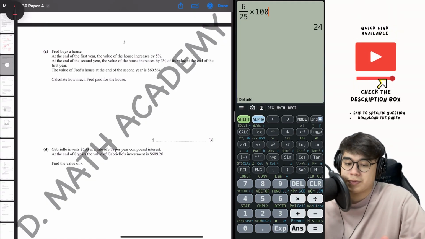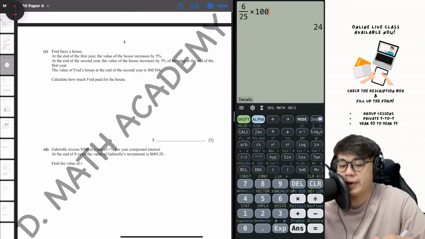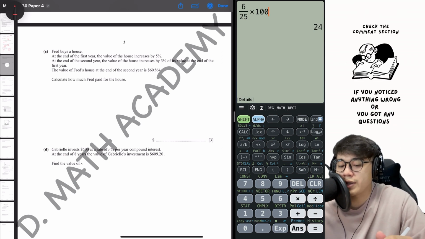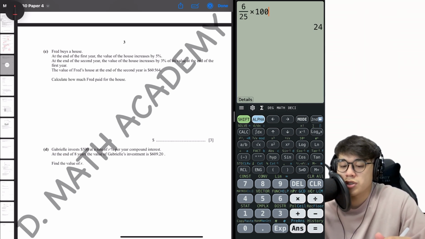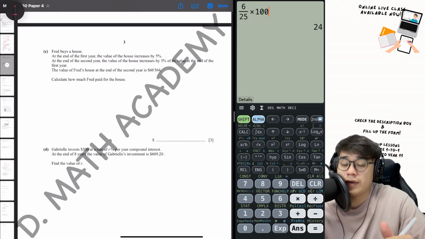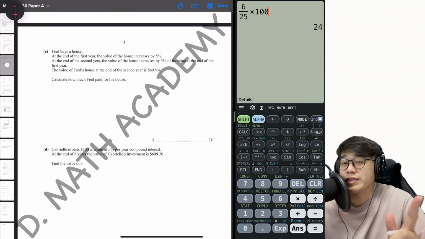Okay, moving on to the next part. Fred buys a house. At the end of the first year, the value of the house increased by 5%. At the end of the second year, the value of the house increased by 3% of its value at the end of the first year. So the value of Fred's house currently is 60,564.